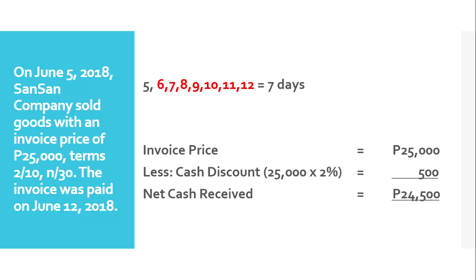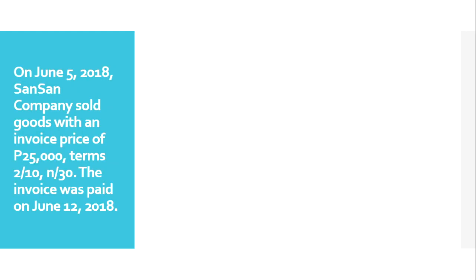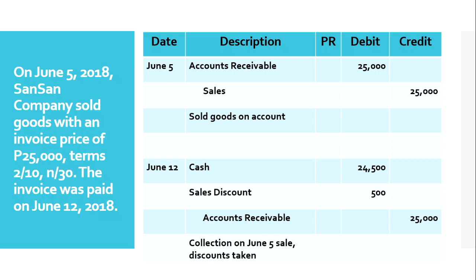Okay? So, how are we going to record that? Since, guys, dalawa yung date dito, June 5, 2018 at saka June 12, 2018, at both nung date na yon ay nagkaroon ng transaction, so dalawa din ang date ng journal entry natin. First, the June 5. June 5 kasi nagkaroon ng bentahan, right? So, what we're going to debit is accounts receivable, 25,000. And then credit sales of 25,000. Our explanation is sold goods on account.